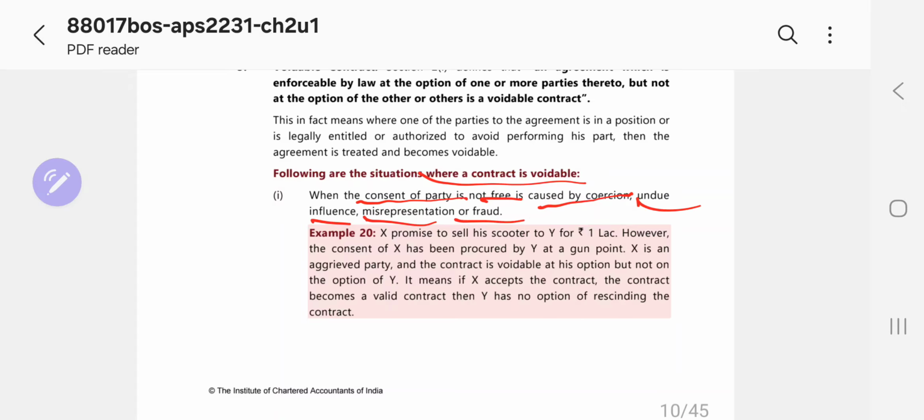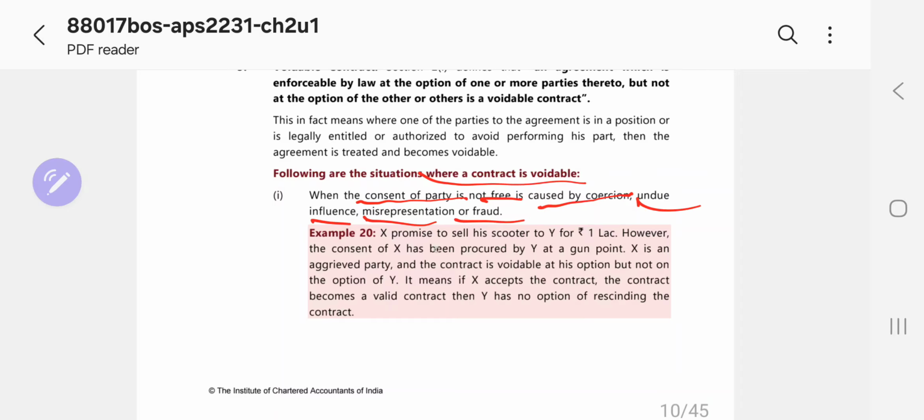So when the consent of the party is not free and it is caused by fear, misrepresentation, fraud, or threatening to kill the party, then this contract becomes a voidable contract. Then the other party can avoid the obligation. In that case, that contract becomes a voidable contract.